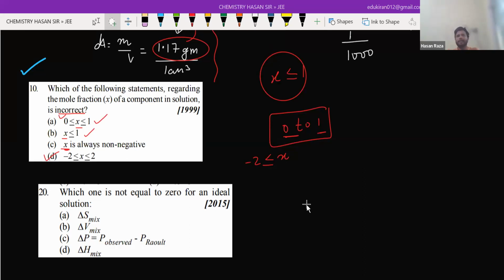S, you don't know S? S is entropy. Oh, it's a wrong answer. Very good, Madiha. Wrong answer. Okay, I'm going to explain.